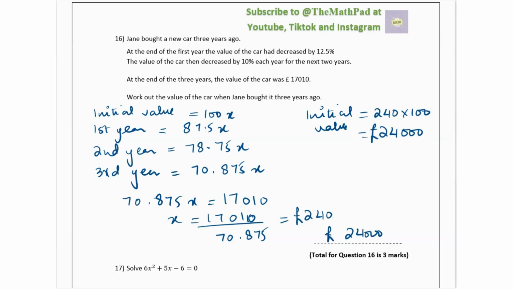Remember that when you're trying to calculate the percentages, you find 10% of 87.5 and then 10% of 78.75. You don't just subtract 10% of X from 87.5. That's going to be incorrect. You have to subtract 10% of 87.5, 10% of 78.75. So you have to be very careful about this.